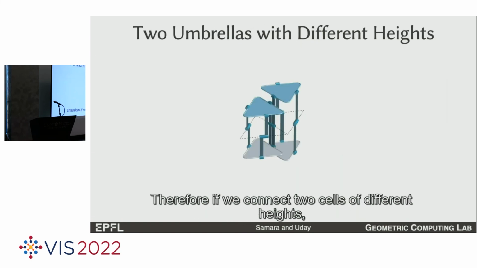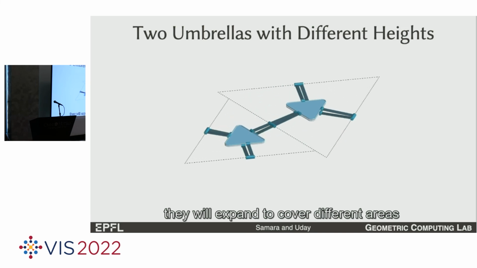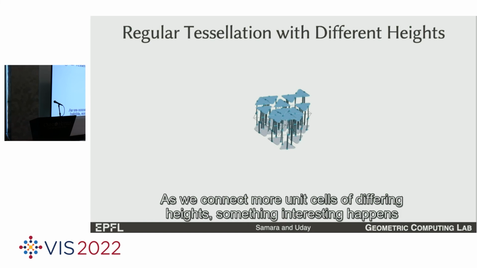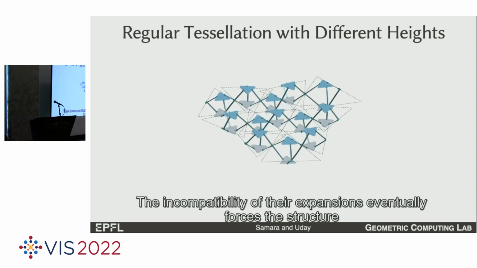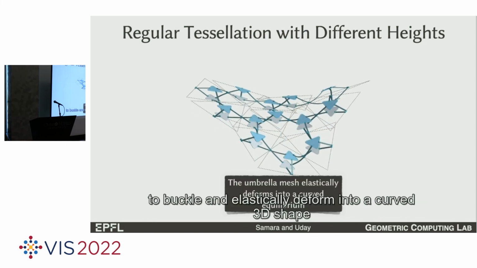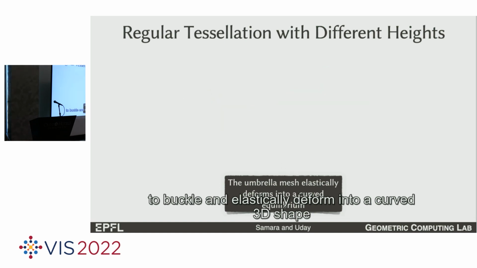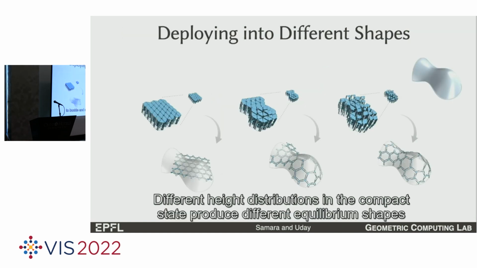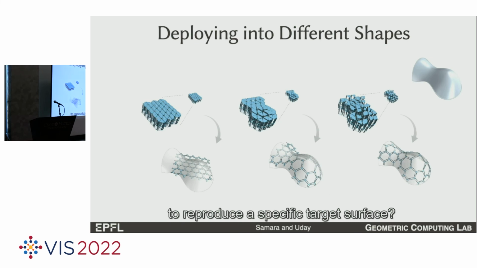Therefore, if we connect two cells of different heights, they will expand to cover different areas. As we connect more unit cells of differing heights, something interesting happens. The incompatibility of their expansions eventually forces the structure to buckle and elastically deform into a curved 3D shape. Different height distributions in the compact state produce different equilibrium shapes. This raises the question, how can we design the height distribution to reproduce a specific target surface?